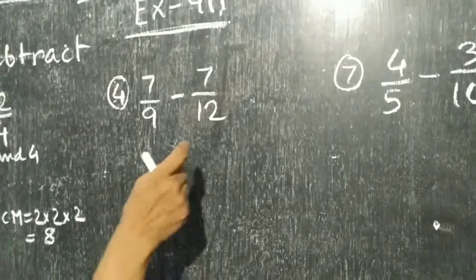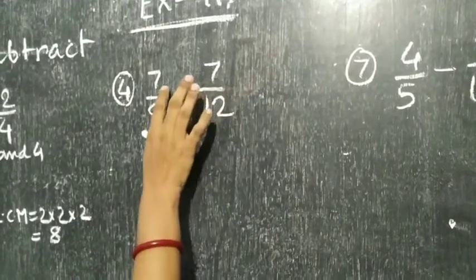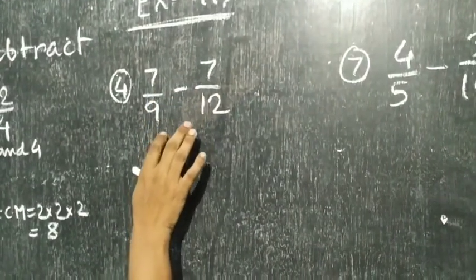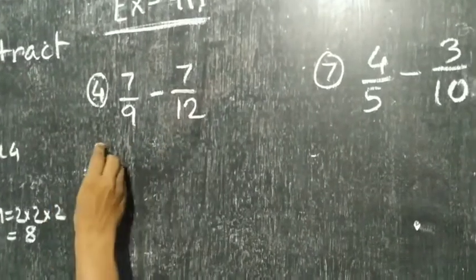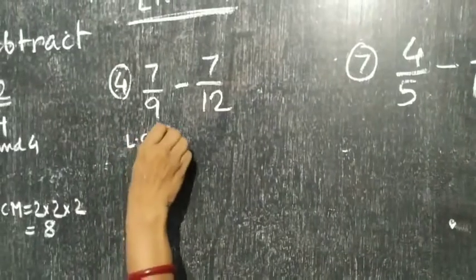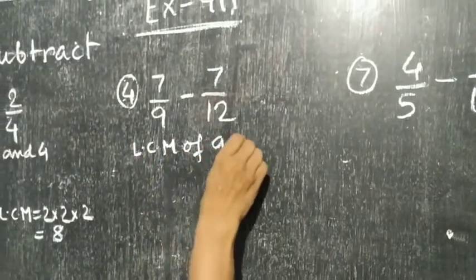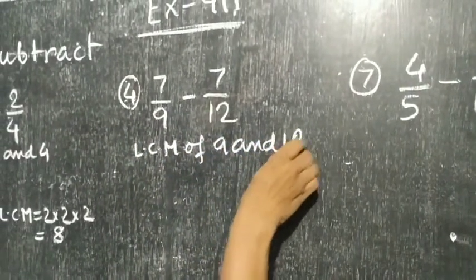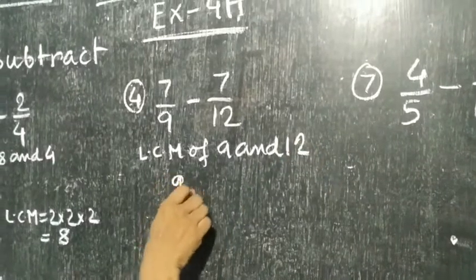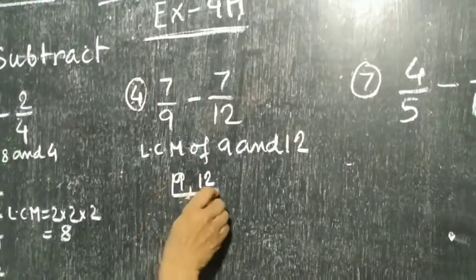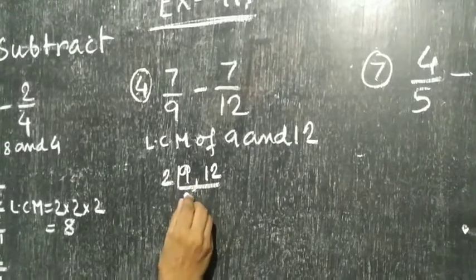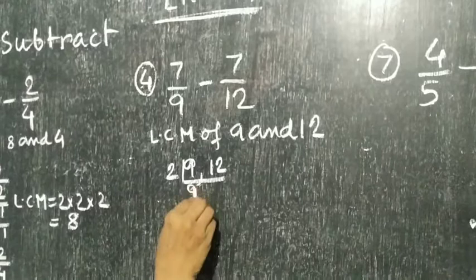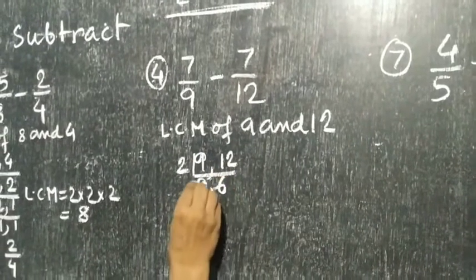Now children, see sum number 4. Here you have to subtract 7 by 12 from 7 by 9. So first you have to take the LCM of the denominators 9 and 12. So LCM of 9 and 12. So first, here also I shall use repeated division method. So first divide them by 2. So 9 is not divisible by 2. So copy it down without dividing it. 9, 12 divided by 2, 6.